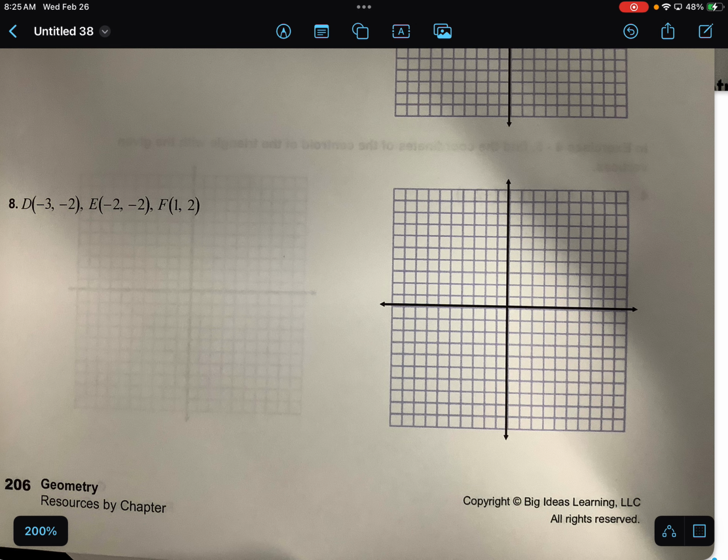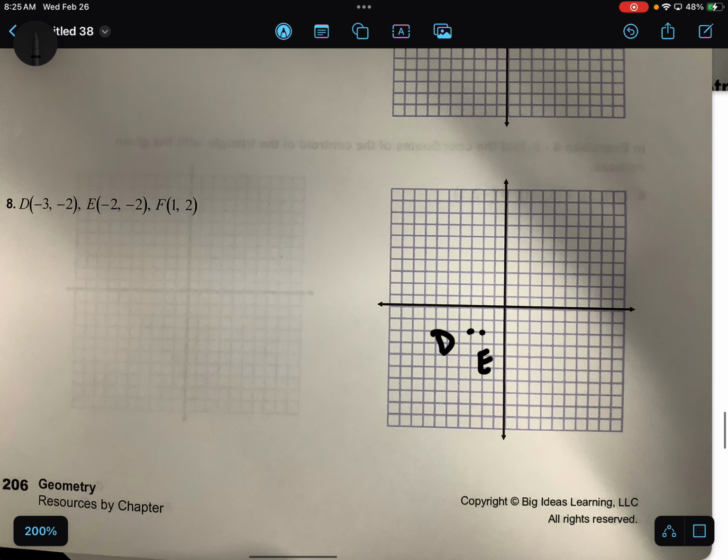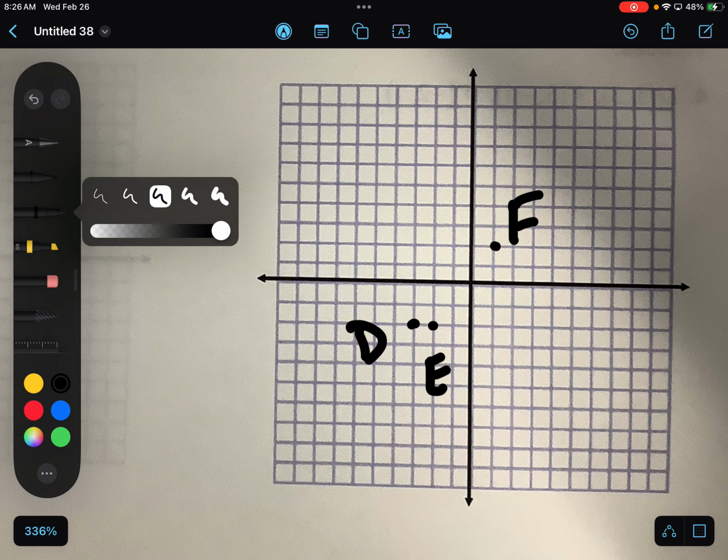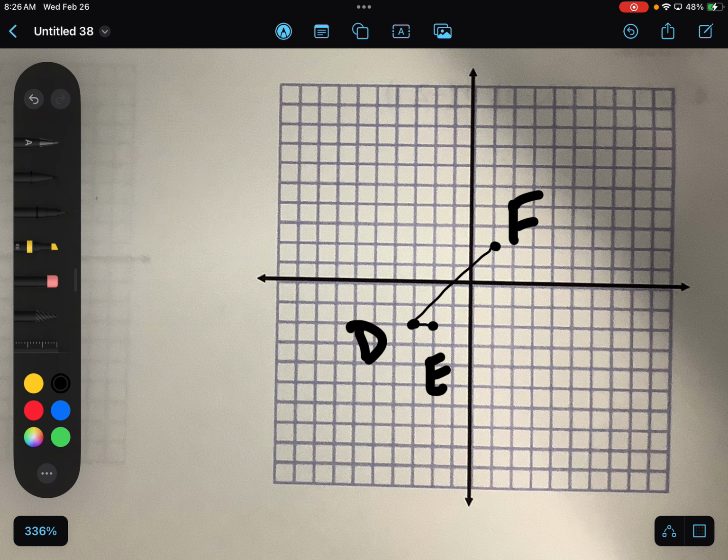So first thing I'm going to do is I'm going to plot those ordered pairs. So 1, 2, 3, down 1, 2, make a dot. That's D. 1, 2, 1, 2. That's E. Oh, that's pretty close. And over 1, up 2, that's F. So if I connect the dots on this, I'm going to make my line smaller because that's really tight there. Okay? This is the kind of triangle it is.